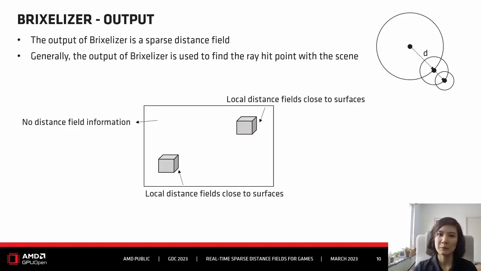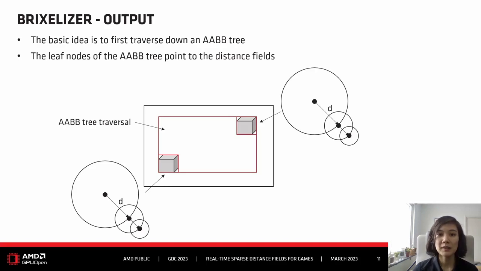First, let's stay a bit more high level. So Brixelizer generates a sparse distance field. As I mentioned before, this means that there will be no distance field information for empty space, but we will have distance field information for areas close to surfaces. We can also say that Brixelizer generates local distance fields that are close to surfaces. For empty space, Brixelizer will use an AABB tree. So first, you traverse the AABB tree, and then once you reach the leaf nodes, you swap to traverse the distance fields.